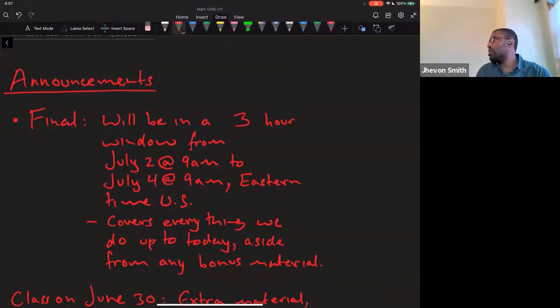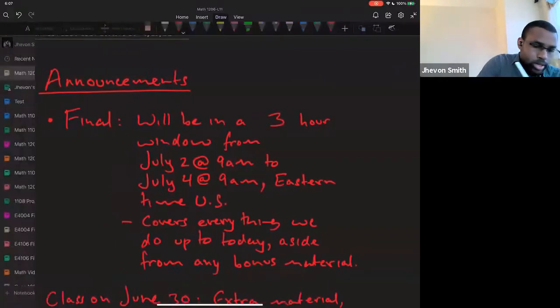It's going to be about twice the length of a regular test, just about. And it's going to include pretty much up to everything that we did yesterday, and everything that we talk about today would be bonus material. So it starts on July 2nd at 9 a.m. and it will be open until July 4th at 9 a.m., just in time for you to wrap up and enjoy your 4th of July weekend. And that's all Eastern time, by the way.